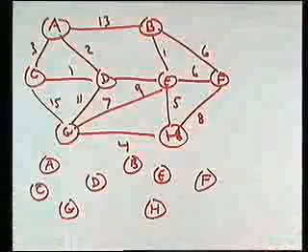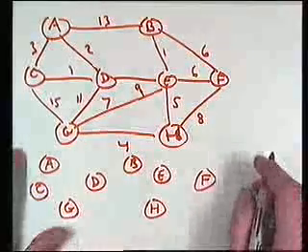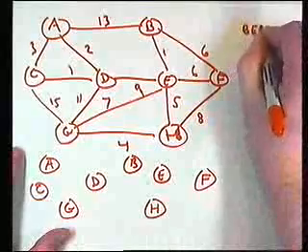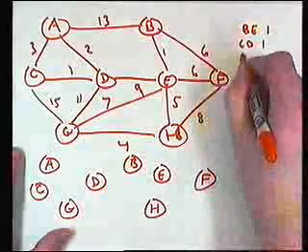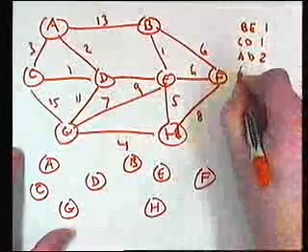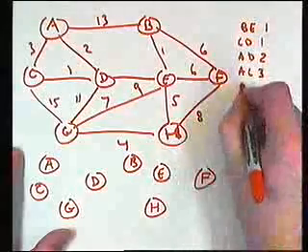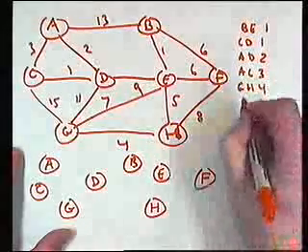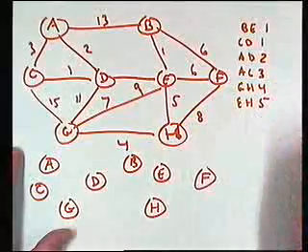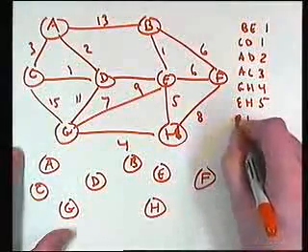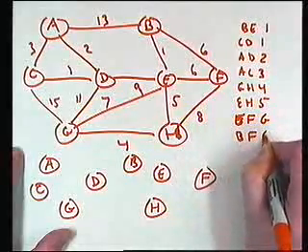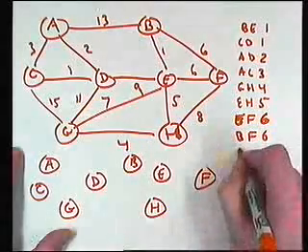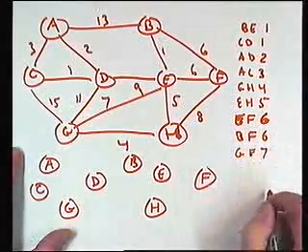So, by way of an example, here's the example. And we can go ahead and consider, maybe we can rank the edges. We have the B to E edge, which is of weight 1. We have the C to D edge, which is of weight 1. We have the A to D edge, which is of weight 2. We have the A to C edge, which is of weight 3. We have the G to H edge, which is of weight 4. We have the E to H edge, which is of weight 5. We have the E to F edge, which is of weight 6. We have the B to F edge, which is of weight 6. The G to E edge, which is of weight 7.